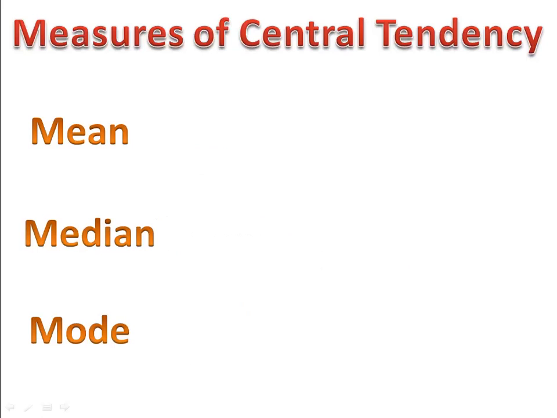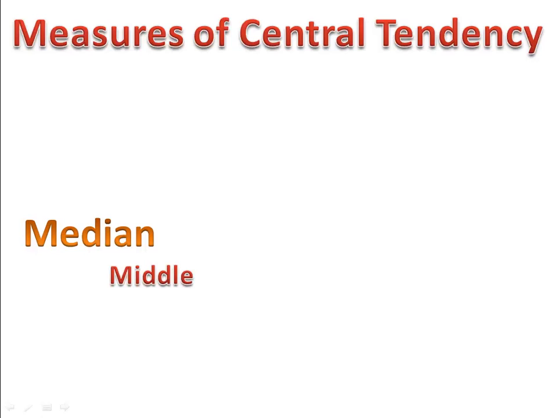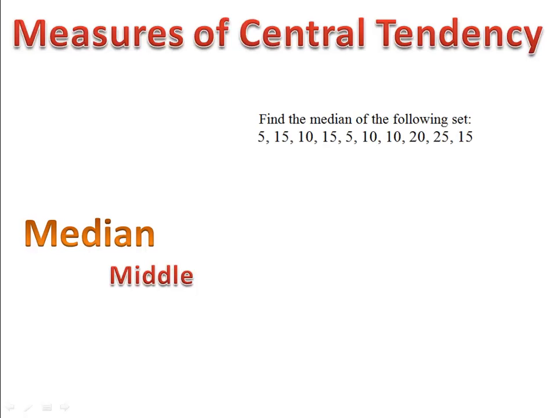The next measure that we have is the median. When we have the median, we simply are looking for the number that's in the middle. We take the numbers, line them up from smallest to biggest, and then we count our way in. We take the number that's right in the middle, and that's called the median.